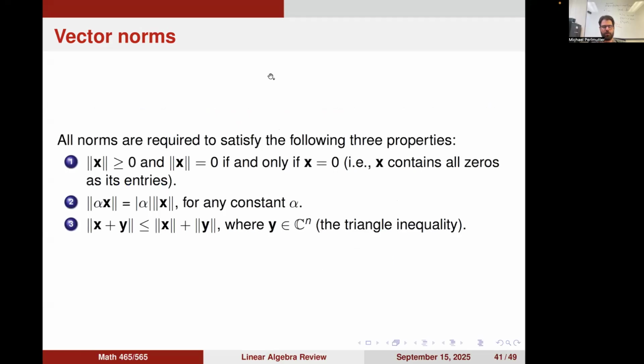In general, a norm can be any sort of rule as long as it satisfies these properties. It has to be non-negative. The only vector of length 0 has to be the zero vector. It has to behave the correct way with respect to scalar multiplication, so that the norm of alpha x has to be equal to the absolute value of alpha times the norm of x. And it has to be subadditive. This is a property called the triangle inequality that says that the norm of x plus y must be less than or equal to the norm of x plus the norm of y.